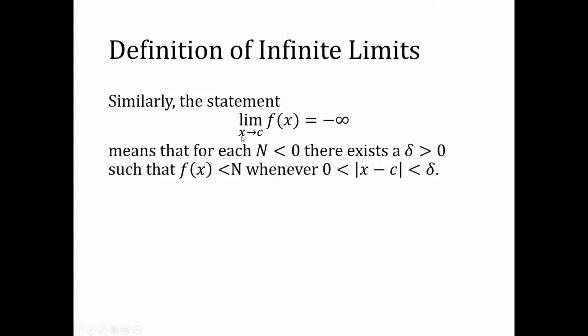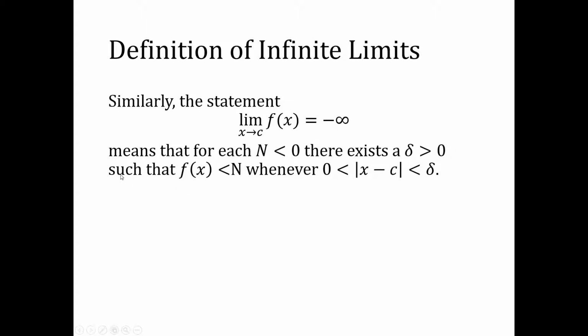All this is saying is that the limit as x approaches c of f of x equals negative infinity means that the limit does not exist because the function decreases without bound. And so for each n less than 0, so n is always going to be negative, it can be a very small negative number or a very large negative number, however you want to think of that, there's going to exist a delta greater than 0.